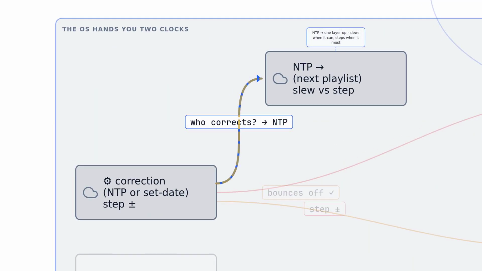One question we kept dodging: who keeps correcting your wall clock, and why is it ever allowed to jump instead of easing gently? That corrector is a network protocol called NTP. It lives one more layer up, and it slews when it can and steps when it must. That's the next playlist.